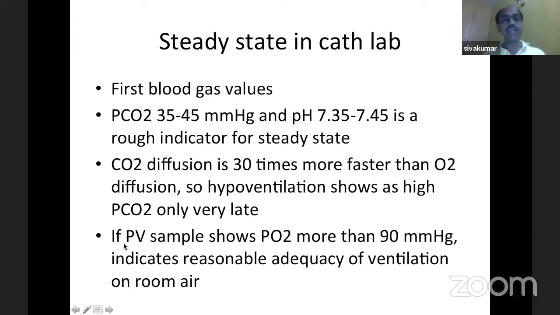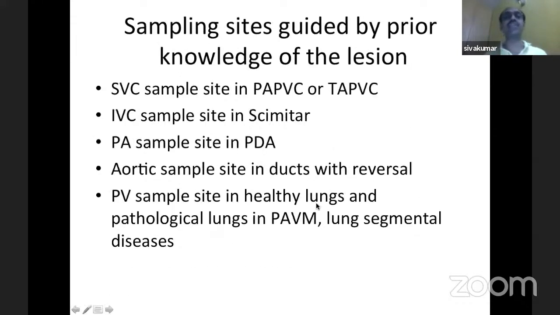If you are able to get into the pulmonary vein, if the pulmonary vein shows a PO2 of more than 90 millimeters of mercury, that is the perfect indicator that the patient has reasonable adequacy of ventilation in room air. So in the beginning of your cath lab, if you have a PCO2 of 40, pH of 7.4, and you enter into the pulmonary vein and the samples show PO2 of more than 90, this patient is in perfect steady state, and quickly you can keep completing the entire study.